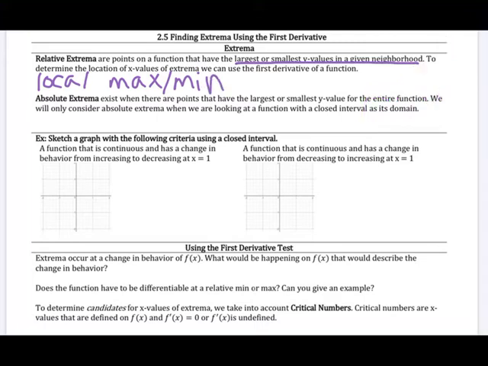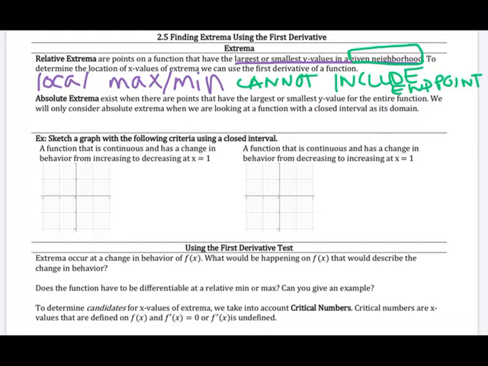Something important to note, because this says in a given neighborhood, meaning what's happening around it on both sides, this cannot include endpoints. So if we're talking about a closed interval, the endpoints cannot be a relative max or a relative min.